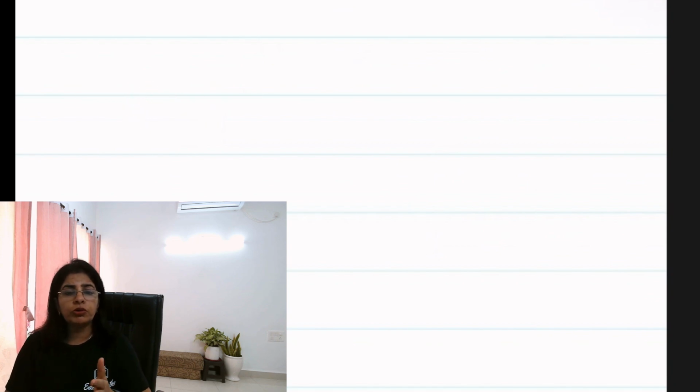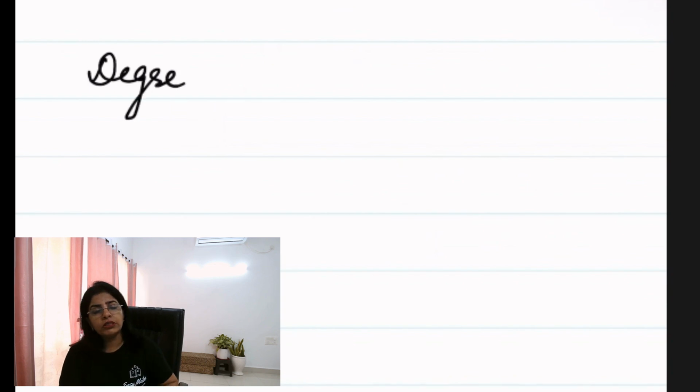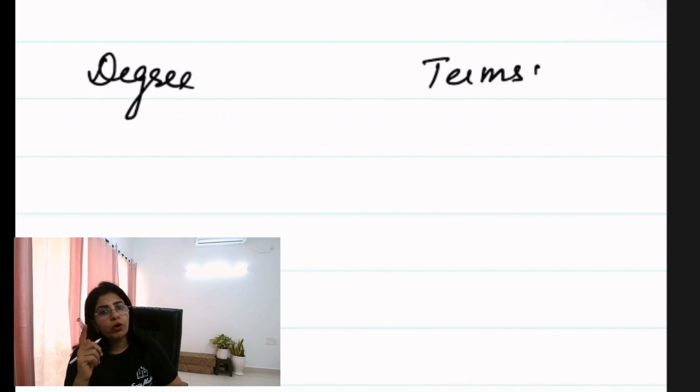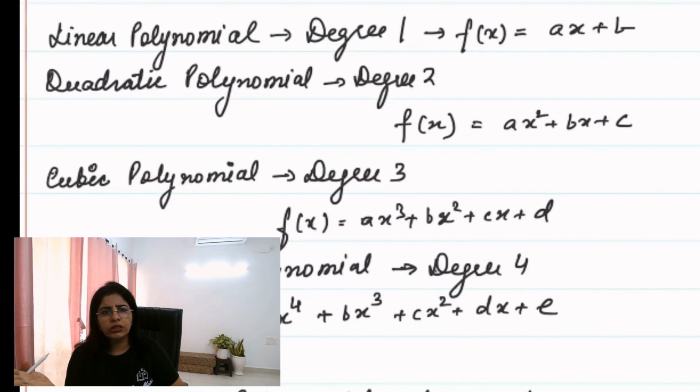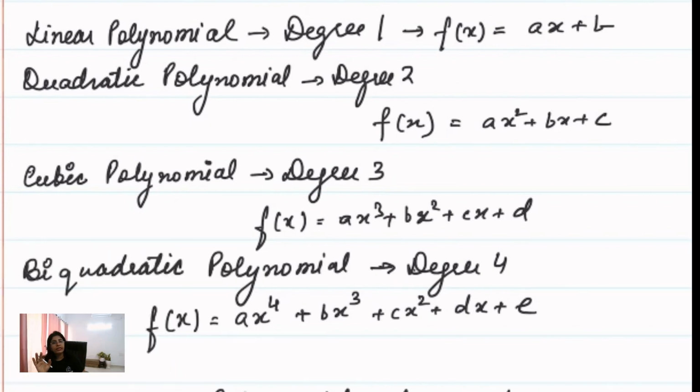Now, polynomials are classified in two ways. One is on the basis of the degree and the other is on the basis of the number of terms. If a polynomial has one term, it's called a monomial. If it has two terms, it's called a binomial. Three terms, a trinomial or a general polynomial. But let's classify polynomials on the basis of degree in detail.